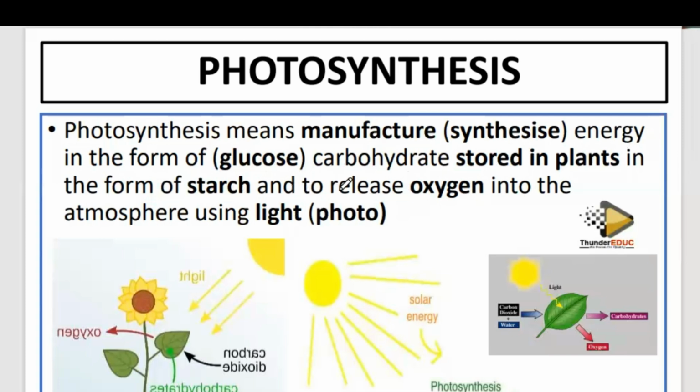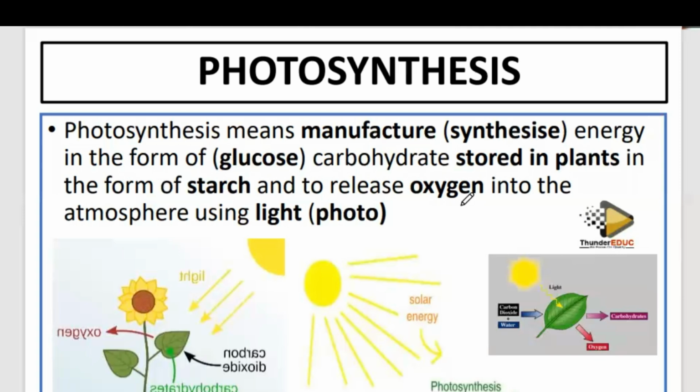So to release oxygen into the atmosphere using light. It does not stop there. It also produces oxygen, but oxygen comes as a byproduct to the atmosphere. So we benefit through photosynthesis in three ways. Number one, by getting the glucose the plants have manufactured so that we become full and energetic.